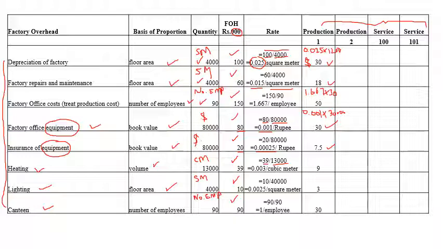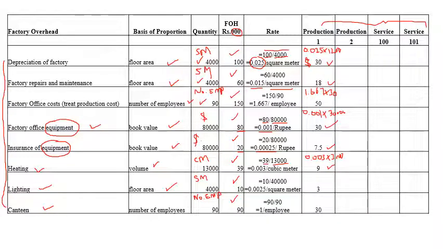Then you have $39 of FH heating cost, and you will divide it with the total volume. Total volume is 13,000 cubic meters. So you will get a rate of 0.003 per cubic meter, and you multiply it with the 3,000 volume occupied in department 1. 0.003 is the rate, and you will get $9 that will come in production department 1.